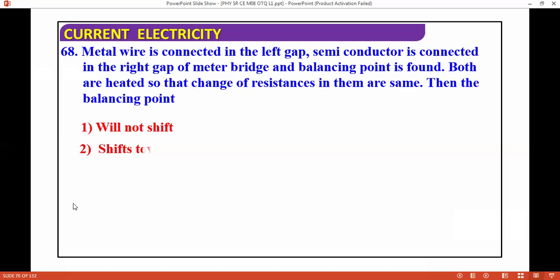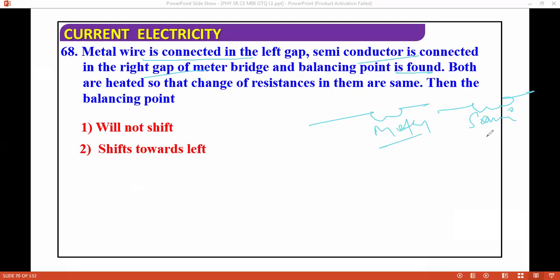Don't be fed up or scared with these questions. If you don't know, don't try to attempt them. Now the question: a metal wire is connected in the left gap and a semiconductor in the right gap of a meter bridge, and the balancing point is found. Basically, on the left side we are taking metal, and on the right side we are taking semiconductor.